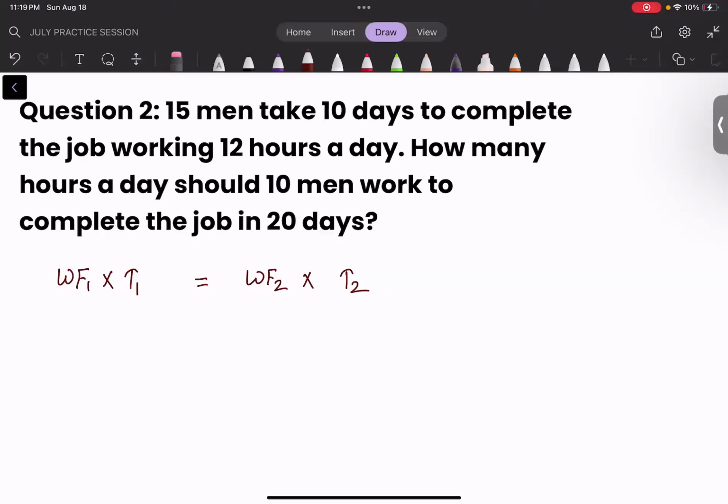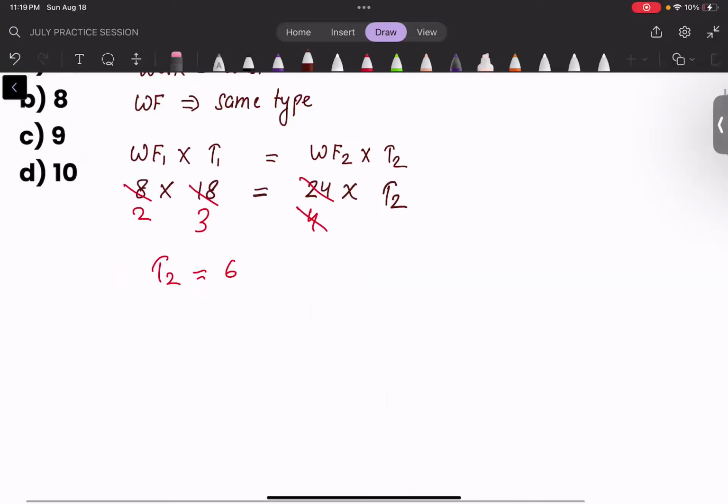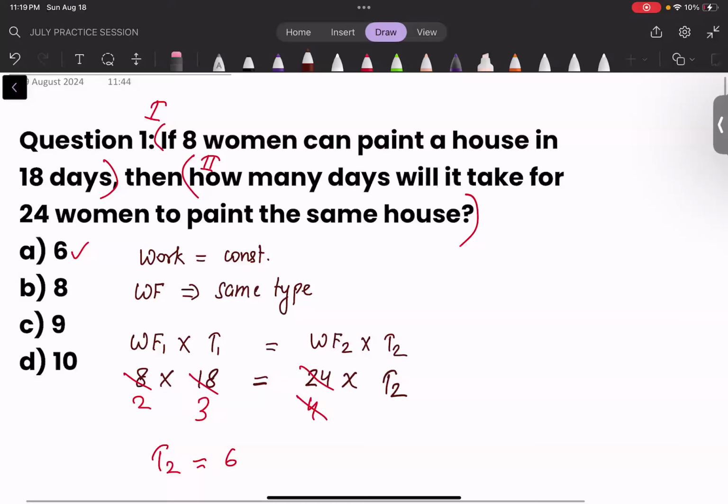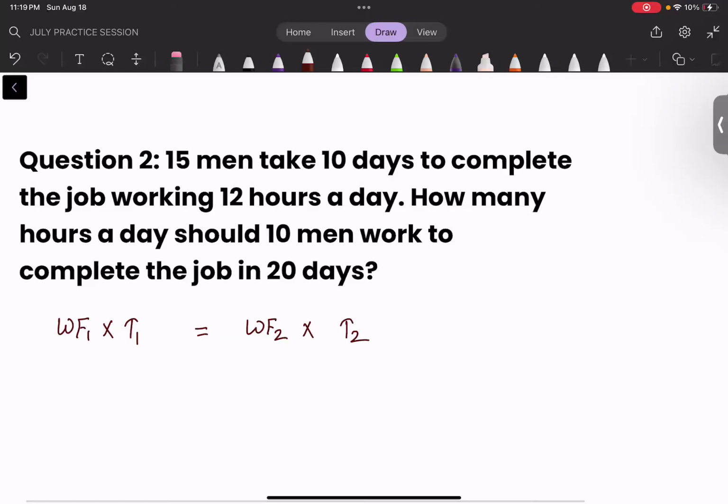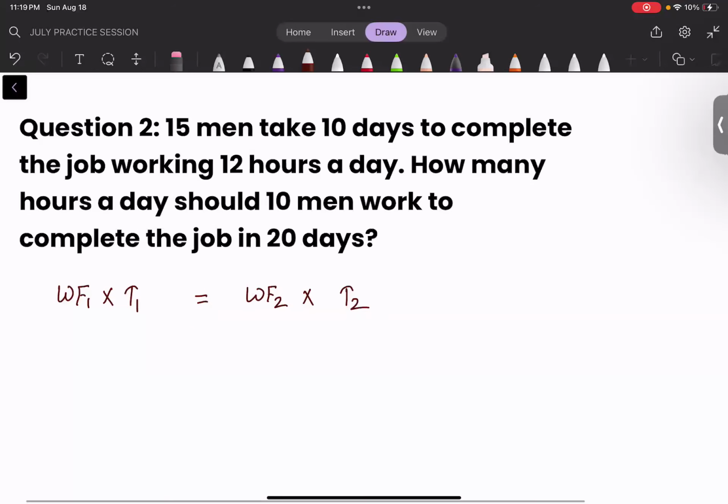My dear, time has two aspects. One is number of days and one is number of hours per day. If both are given, you will have to write both. If just number of days are given, just write number of days. In the previous question, number of days was given, so just write number of days. In this question, working hours are also given, so write working hours along with the number of days. Okay, simple.